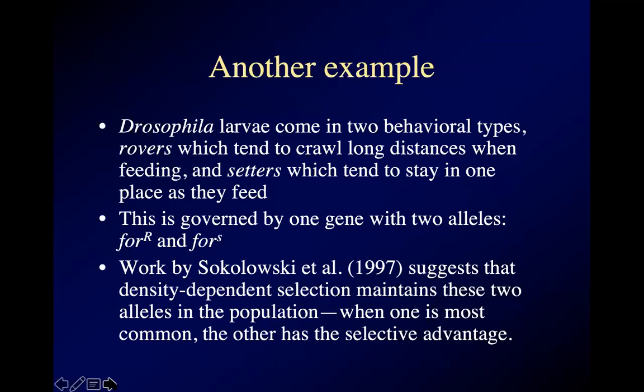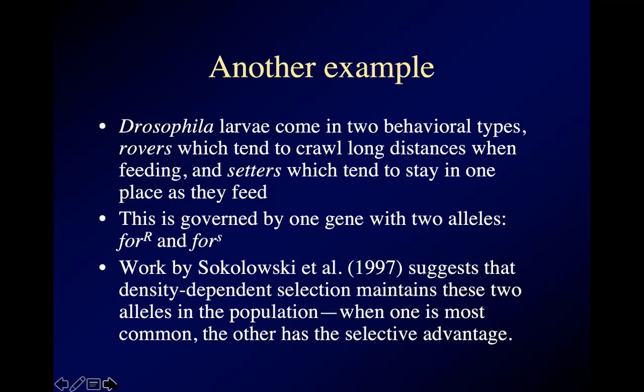So that's density dependent selection, where the fitness of a genotype depends on how common that genotype is. There's another example. It turns out that Drosophila, fruit fly larvae, have two types of behavior. They can be rovers or sitters. The rovers tend to move long distances when they feed, and sitters tend to stay in one place. And this happens to be governed by one gene with two alleles.